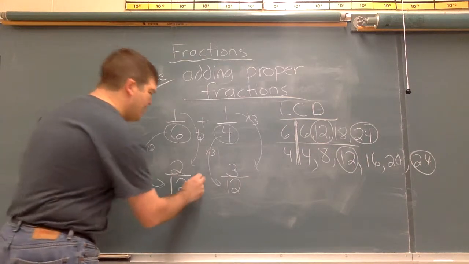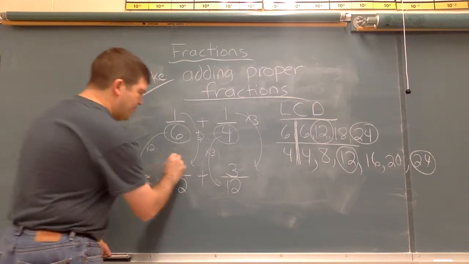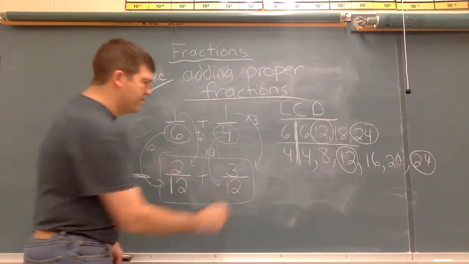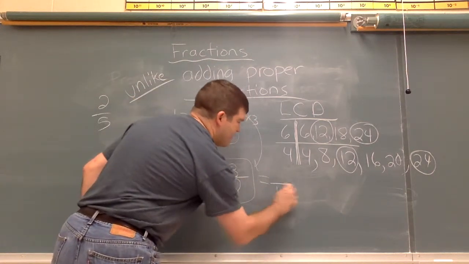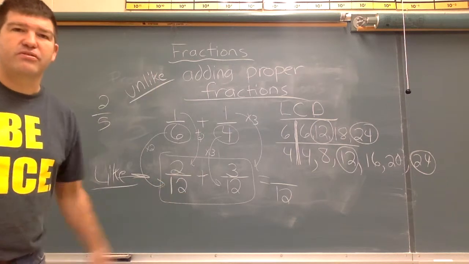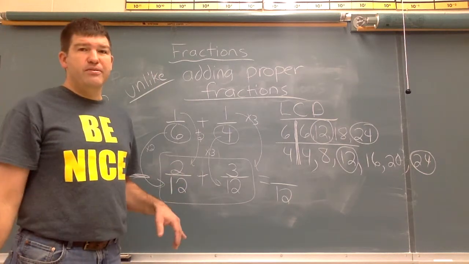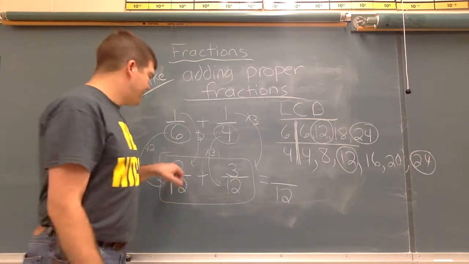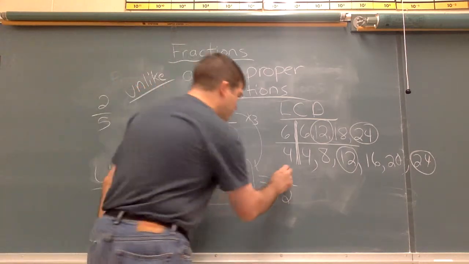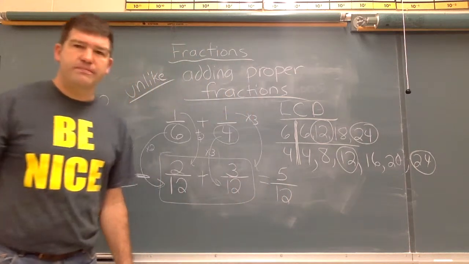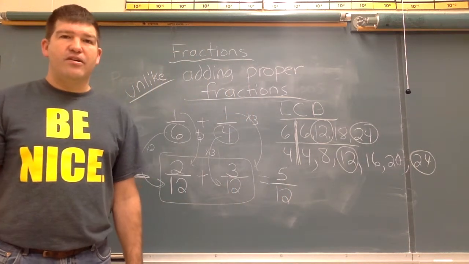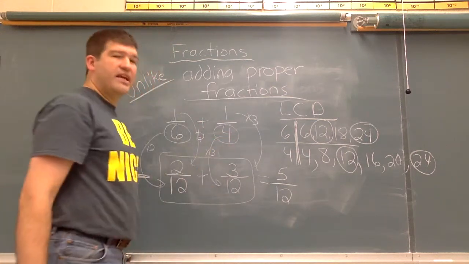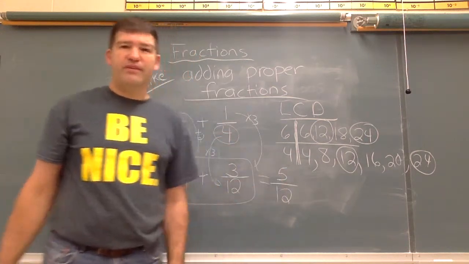Okay? So now, looking through all these arrows and things, I have 2 twelfths plus 3 twelfths. Because it's like, I know the denominator just goes over. And then all I've got to do is add the top numbers. And I know you can add. 2 plus 3 is 5. 5 twelfths. And that's all you've got to do. So 1/6 plus 1/4 equals 5 twelfths.